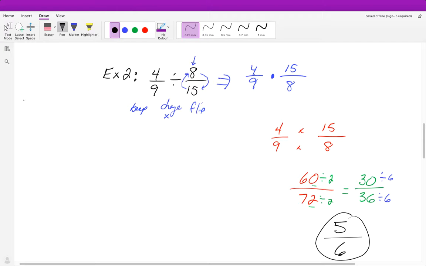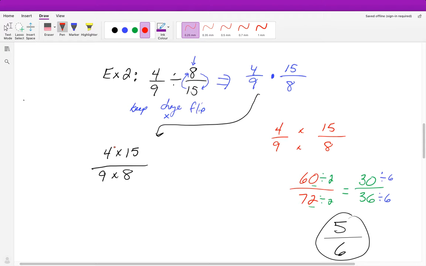All right, I'm not going to keep, change, flip for the second method. I'm just going to start from here. And remember, instead of actually multiplying them, we can just go ahead and rewrite them as they're going to be multiplied, but in our numerator and in our denominator. And then we can look and see, do we have any common factors?